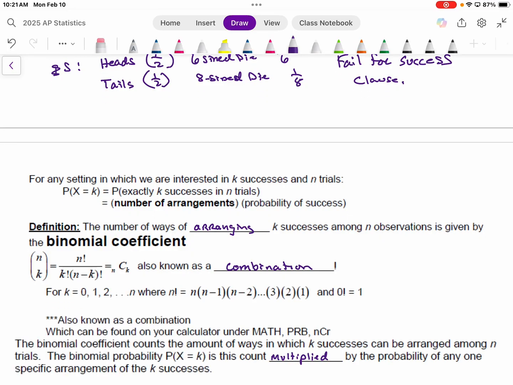All right. So for any setting in which we are interested in K successes and N trials, remember K is our success. The probability that our event X would equal K means exactly K successes. We'll see an example coming up in a little bit, but the purpose of this part is to talk about how I have the option of X equaling a flat out number. So when we see the equal sign, that means exactly that one event happened. Exactly this one event occurring.